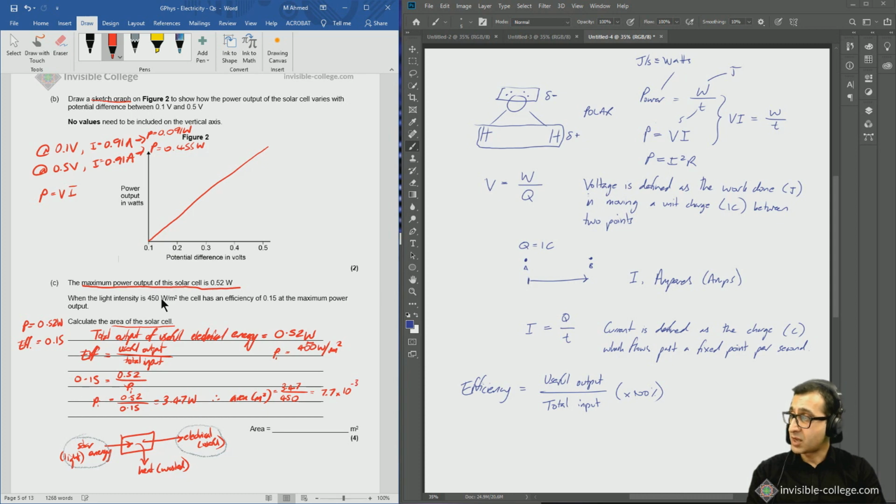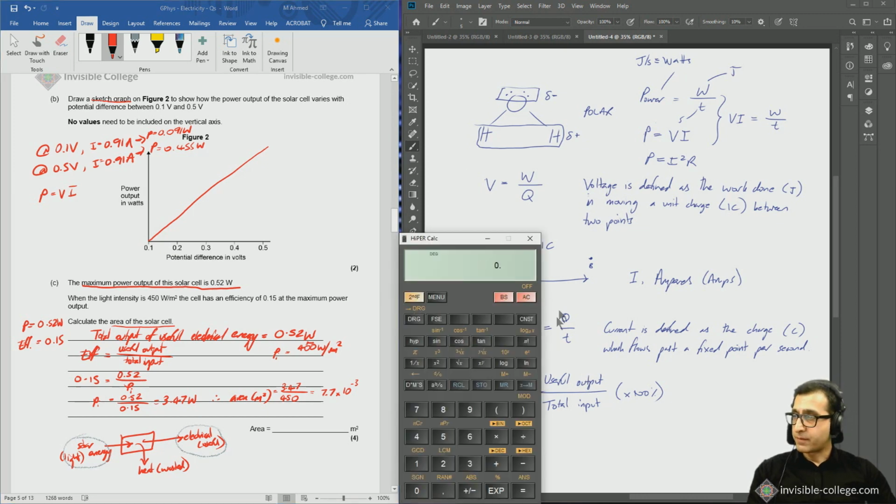You don't have to give the answer in standard form, but if you do it as a decimal, let me just show you here on the calculator. So we have 3.47 divided by 450. So this is 7.71 times 10 to the power minus 3. And so you can give your answer as 7.7 times 10 to the power minus 3. Okay, so I hope that answers your question.